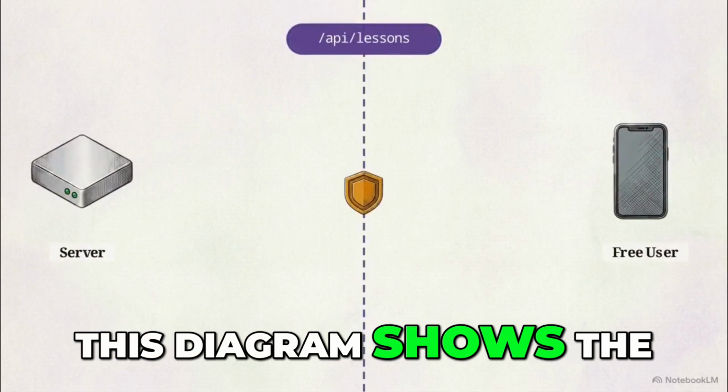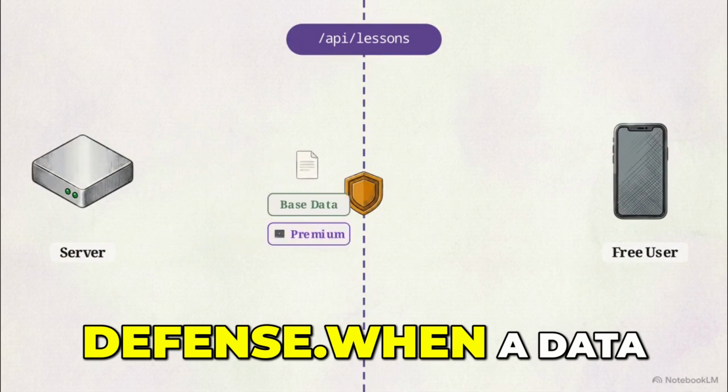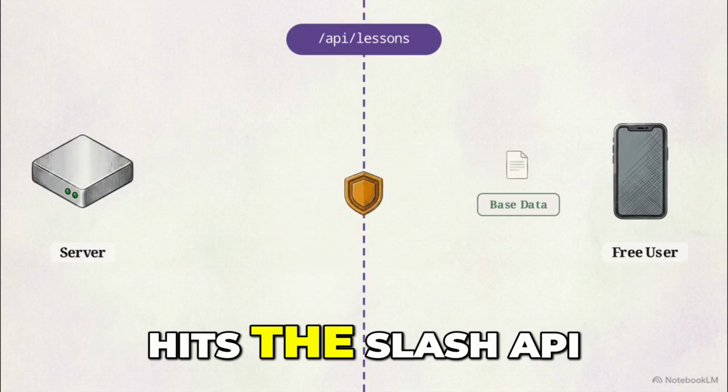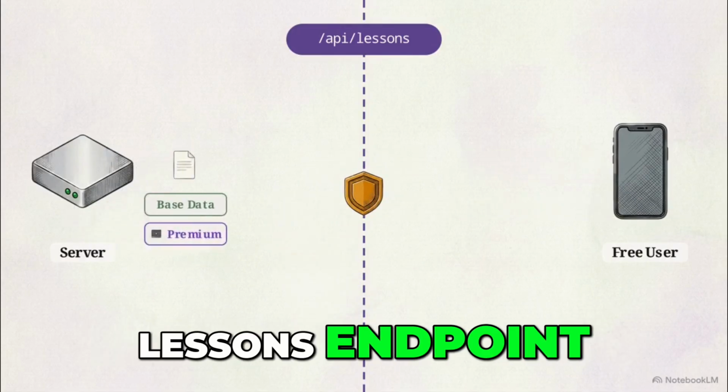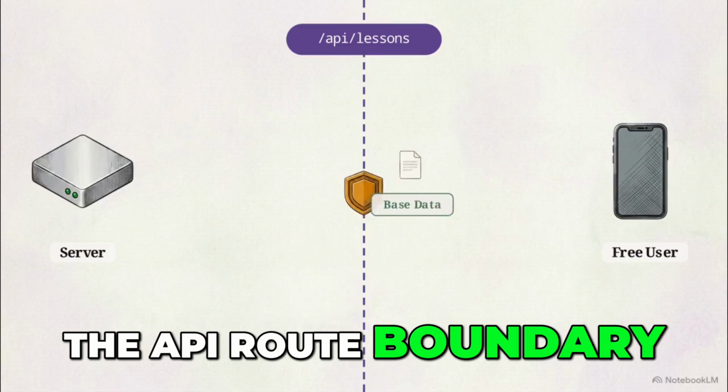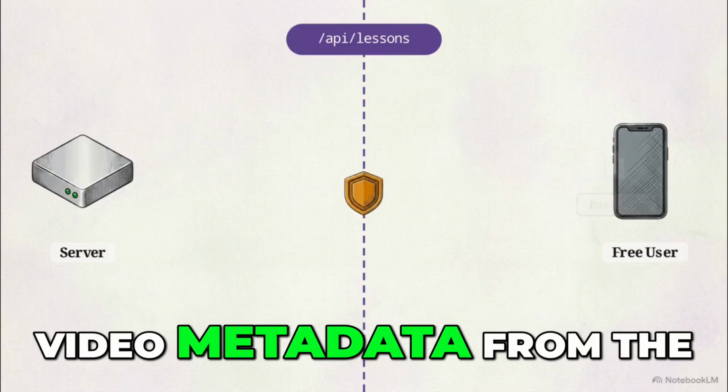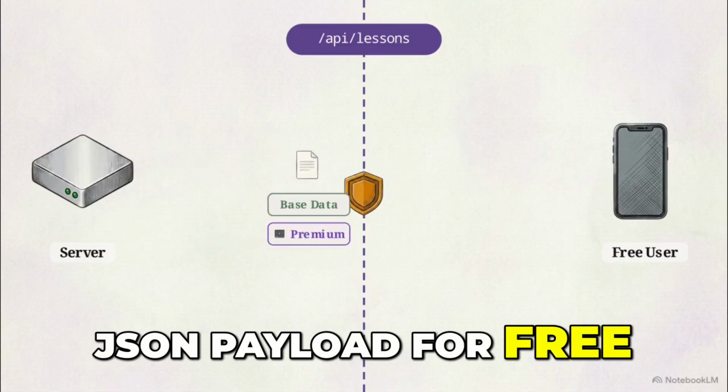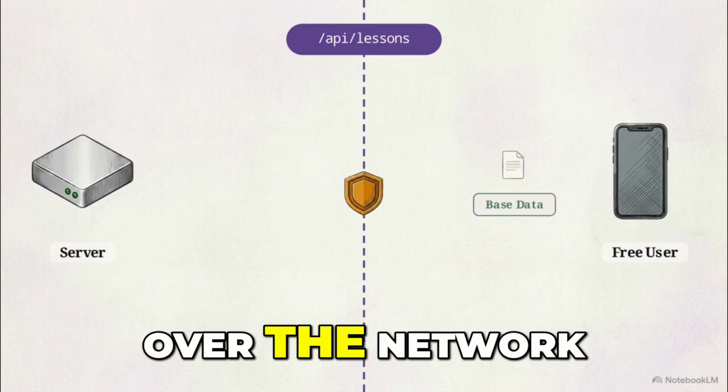This diagram shows the second, deeper layer of defense. When a data request hits the /API lessons endpoint, the API route boundary actively strips the paid video metadata from the JSON payload for free users before it travels over the network.